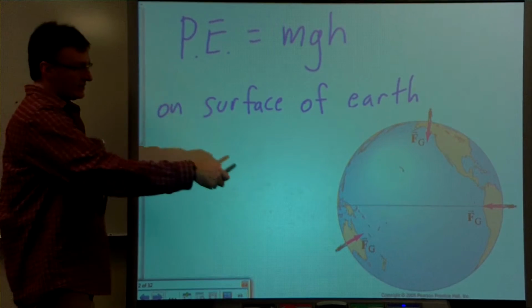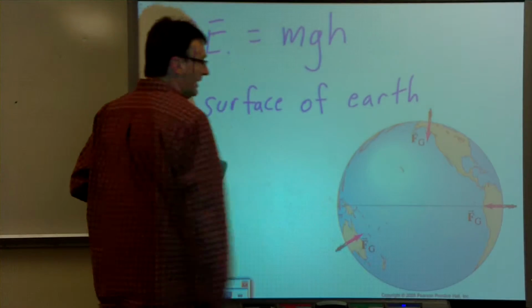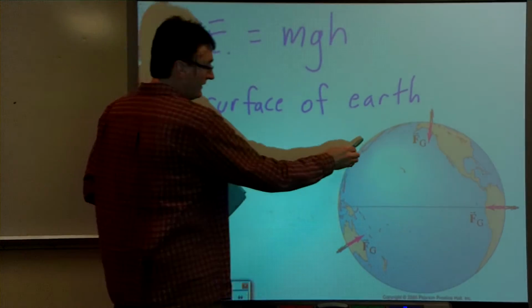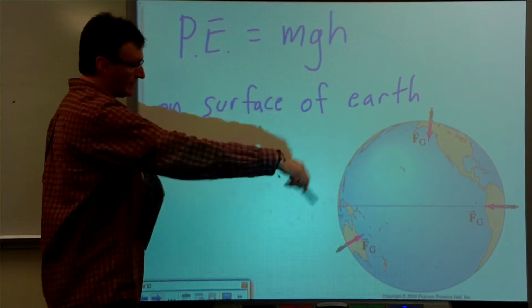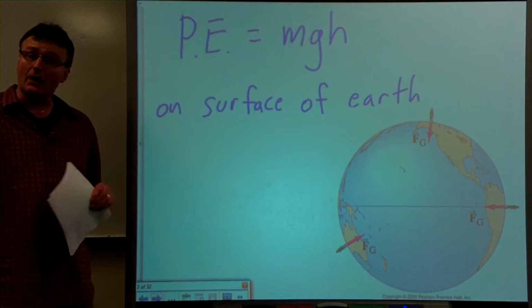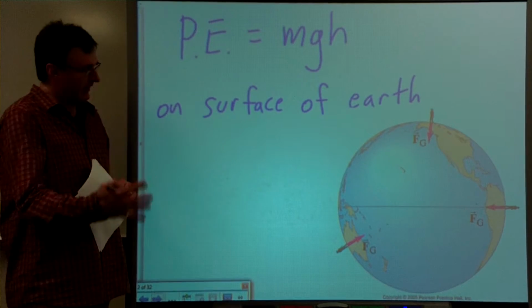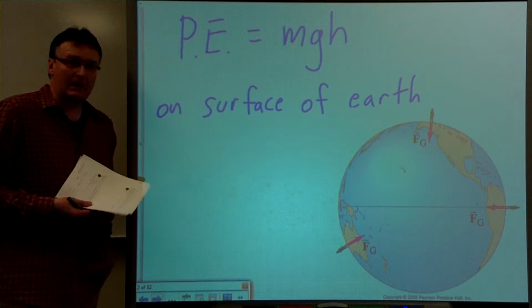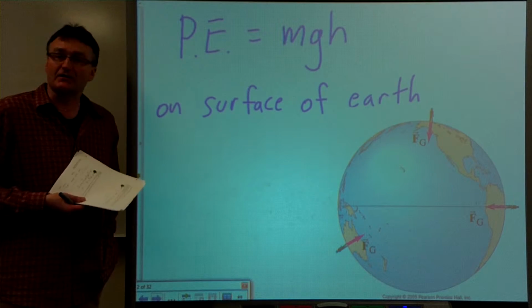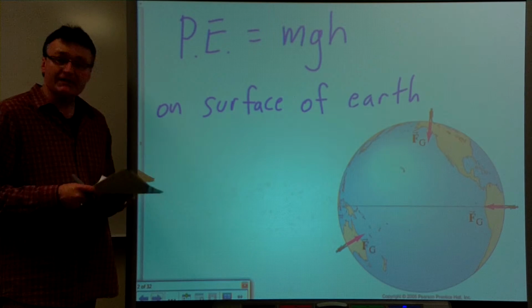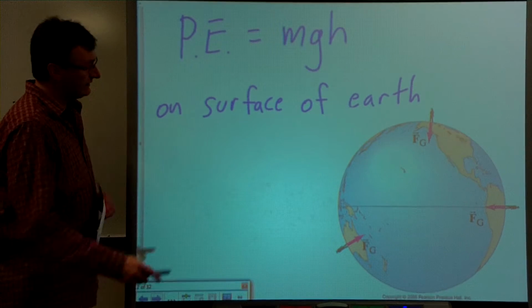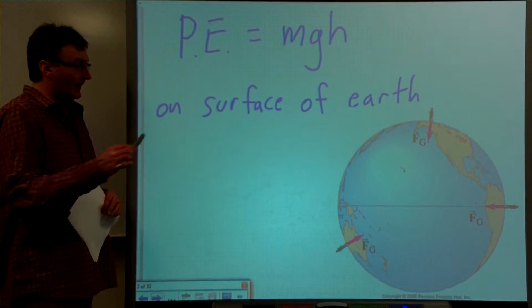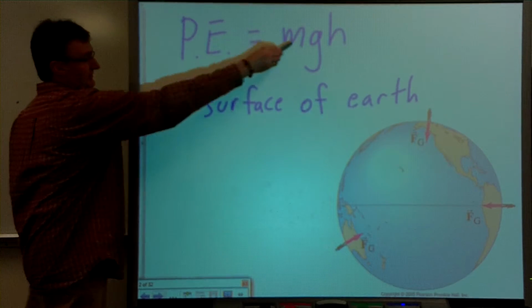So we can use that expression mgh anywhere on the surface of the Earth, and that's because the distance to the center of the Earth is pretty much the same anywhere that you are on the surface. It varies a little bit. On top of a mountain, you might be at 9,000 meters or something like that, but that's not a huge deal when we're talking about potential energy. That's still going to work with this expression right here.